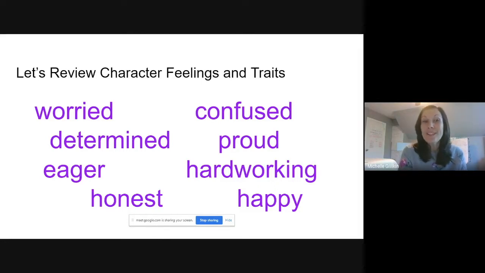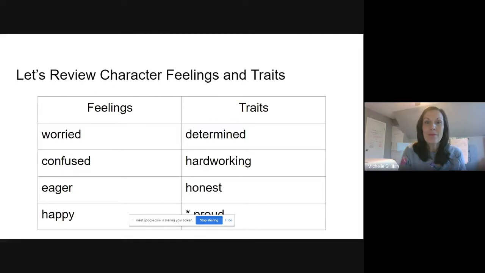Okay, let's check and see if what you thought is what I thought. I made this chart to show which words were the feeling words and which were the trait words. So under feelings, I said worried, confused, eager, and happy. And under traits, I listed determined, hardworking, honest, and proud.